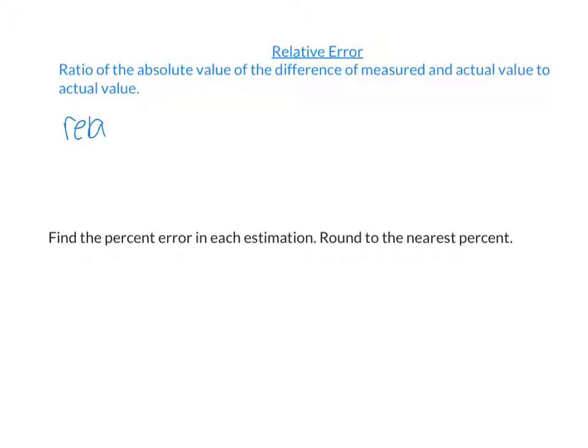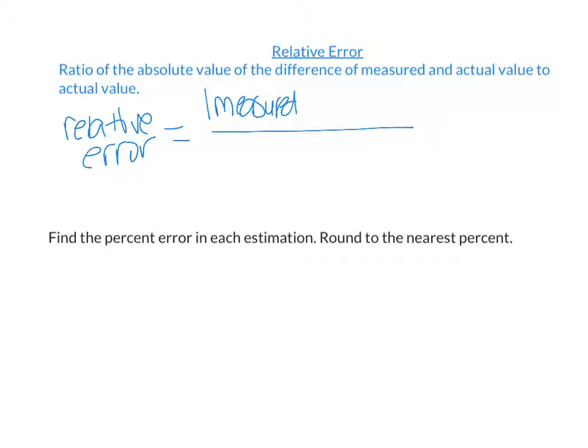And this time, it's the ratio of the absolute value of the difference of the measured and actual value to the actual value. So it sounds kind of complicated, but really, here's what we're going to do, is we're going to take the absolute value, and we're going to take the measured or the estimated value. So sometimes we're going to measure, sometimes we're going to estimate, minus the actual value.